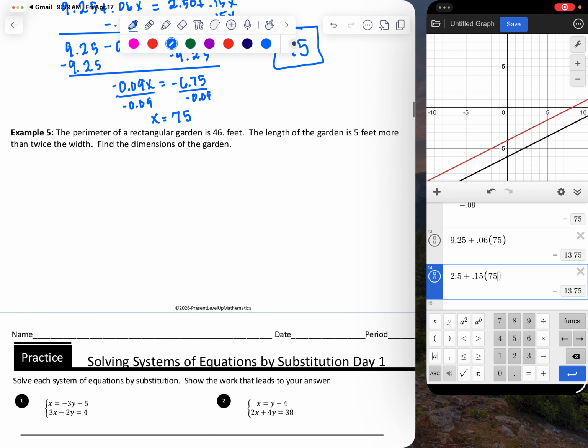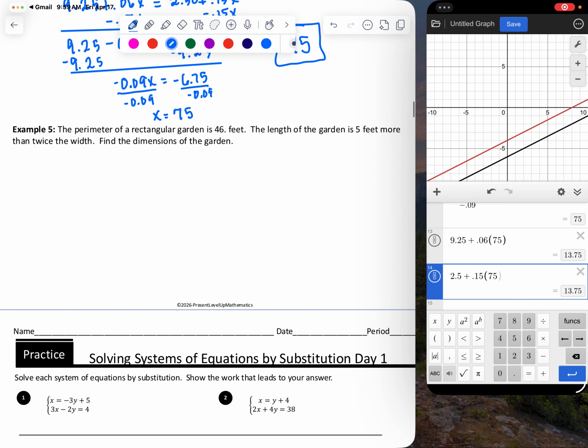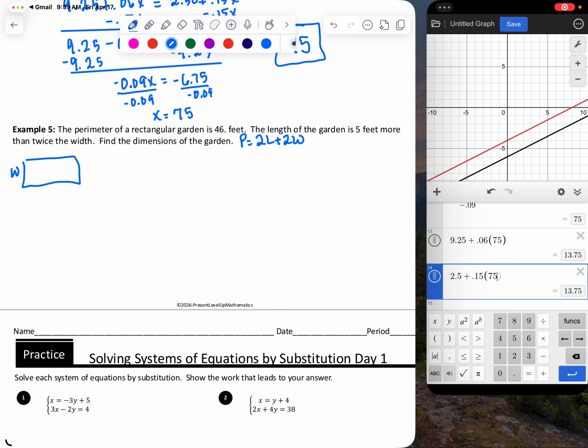All right, the perimeter of a rectangular garden is 46 feet. The length of the garden is 5 feet more than twice the width. Find the dimensions of the garden. Now, one thing you need to remember here from previous courses is that the perimeter formula is 2L plus 2w. Okay? Now, let me draw a picture of what's happening here. If this is the width of our rectangular garden, then the length is 5 feet more than twice the width. Now, I always put the variable first, so 2w, and then 5 more than that would be plus 5.